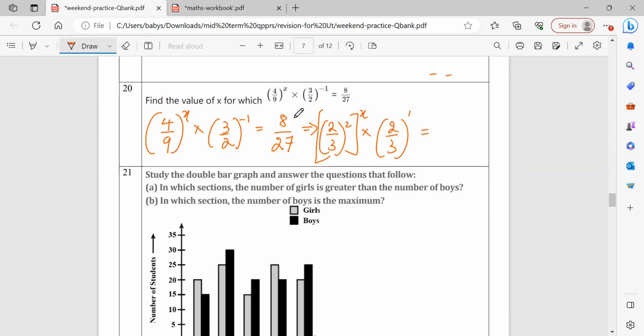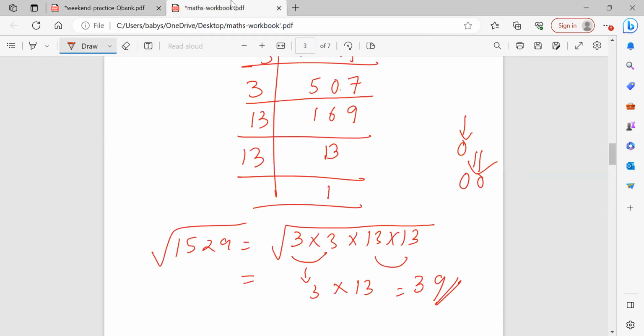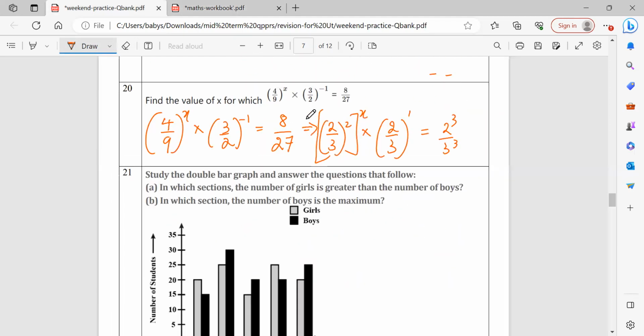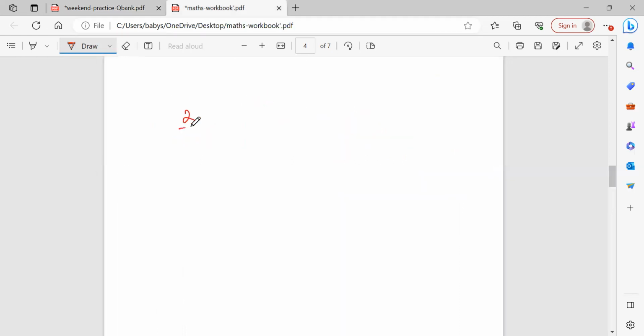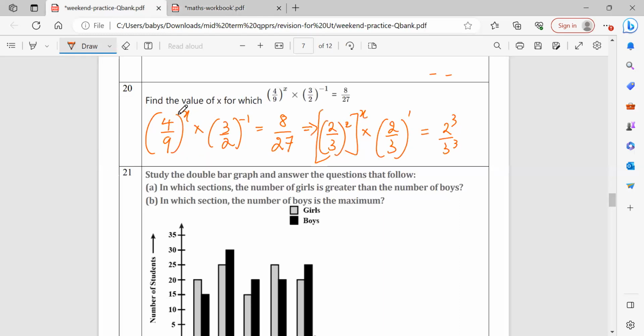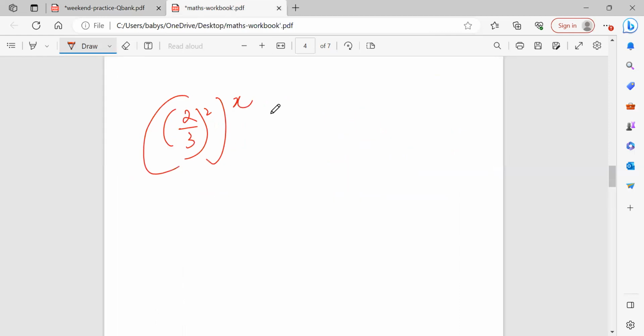That is, 8 is 2 cube, 27 is 3 cube, isn't it? I will just write it down here, because of space. So what do I have here? I wrote 4 by 9 as (2/3) to the power of 2, and that is actually raised to the power of x. I wrote 4 as 2 square, 9 as 3 square. Into 3 by 2 to the power of minus 1, I swapped the numerator and denominator and made the power 1, into (2/3) to the power of 1.